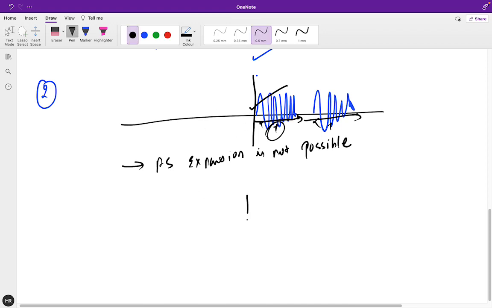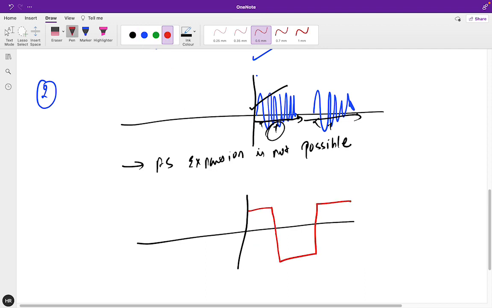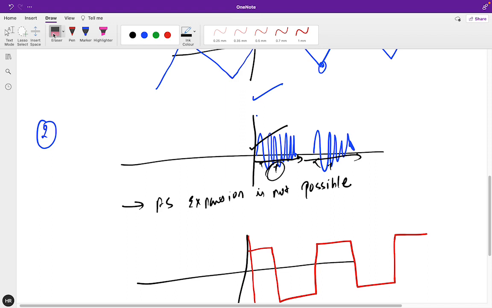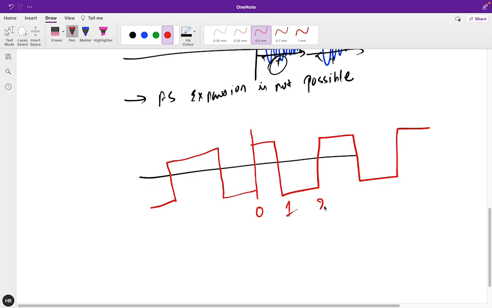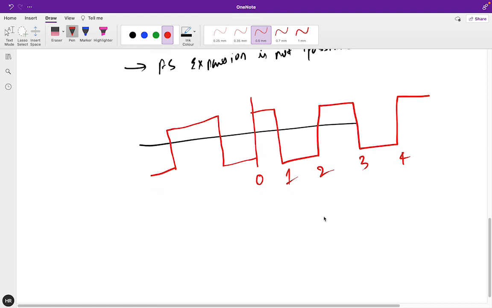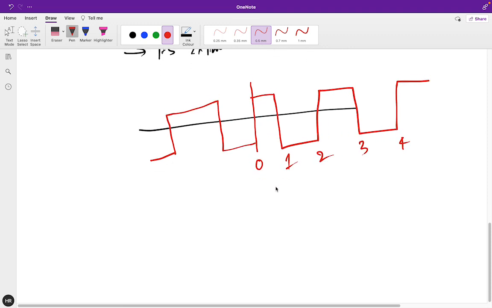What about this? If I give you this signal, one square pulse. If we generate this kind of square pulse, with the time period 0, 1, 2, 3, 4, here the Dirichlet condition is satisfied, because we get a finite number of maxima and minima in a particular time period. So Fourier series expansion is possible for this signal.